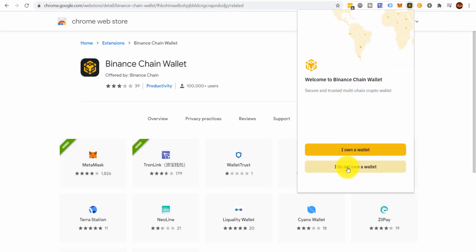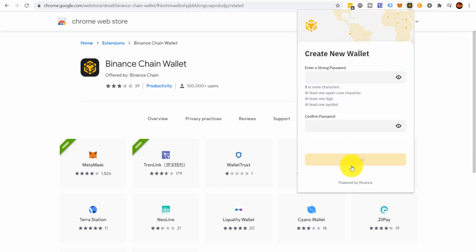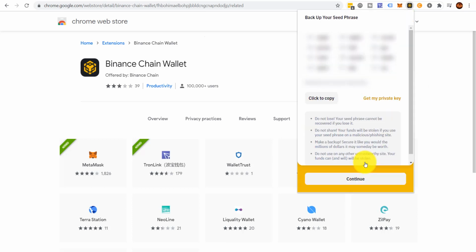It's just a wallet. I do not own a wallet. Enter a strong password. It can be anything that you want. Confirm the password. Continue. It's going to give you a 12-word phrase. You're going to want to write that down.